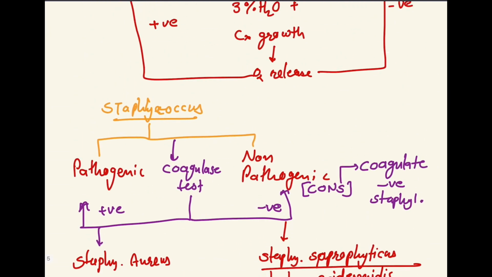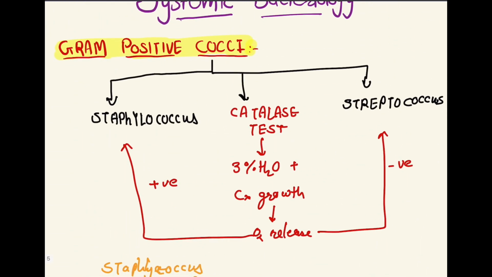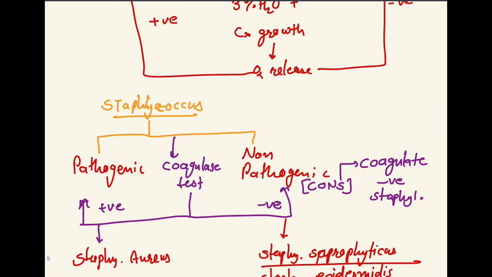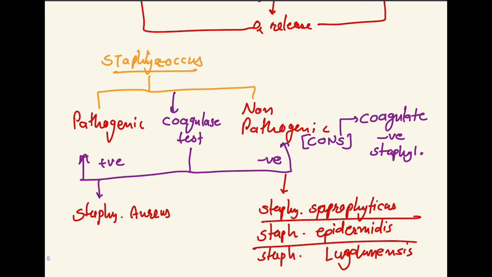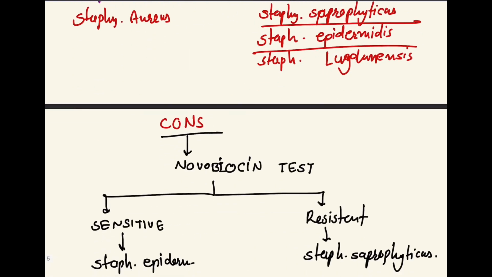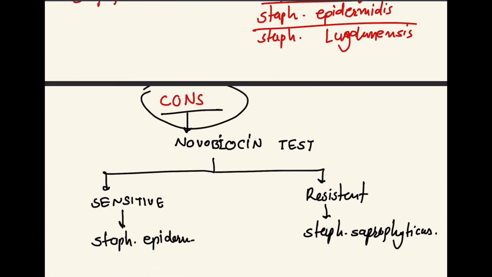Alright, so this is the general classification of gram-positive cocci. You have to remember, first of all, we have to do the catalase test to differentiate between Staphylococcus and Streptococcus. After we find out that it is Staphylococcus, if you want to differentiate between pathogenic and non-pathogenic Staphylococcus, we have to do the coagulase test. And if you want to differentiate between CONS, we have to do the novobiocin test.